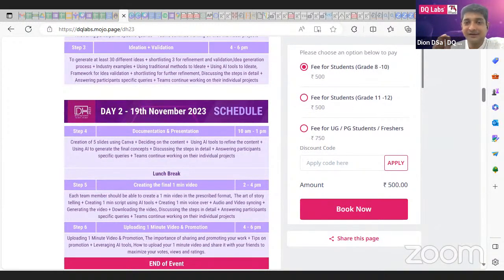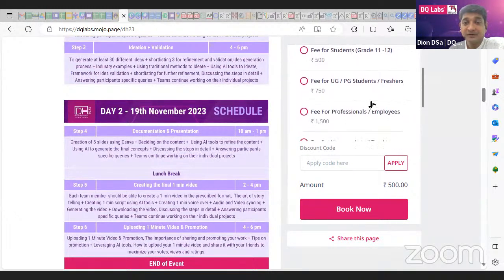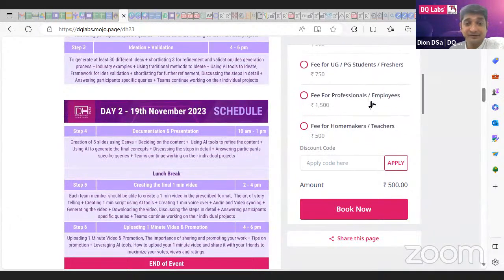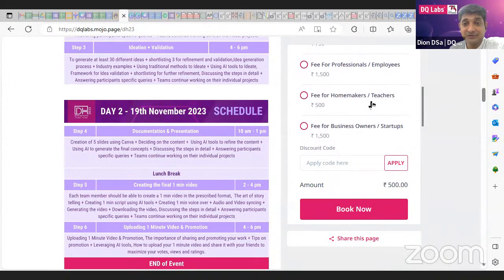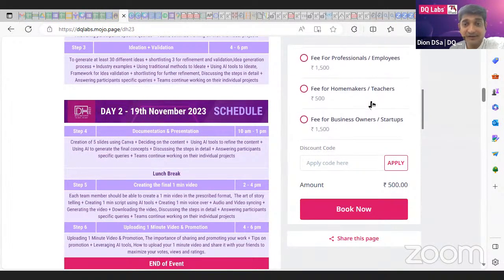Anyone in grade 11 or 12, individually or as a team, will be competing with each other. So you have these categories, UG, PG, and freshers. Umesh, if you can scroll down a little more. Professionals and employees: there are a lot of professionals from companies who would like to participate. They could do that as well.